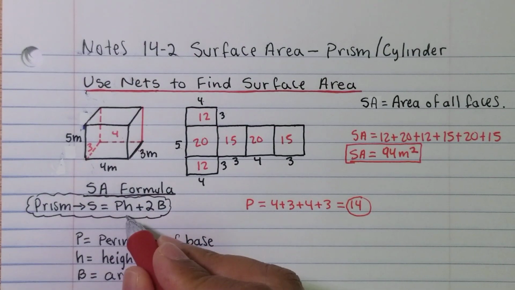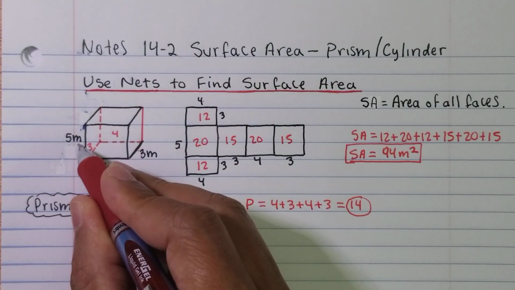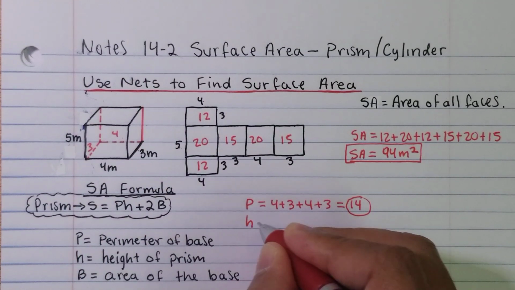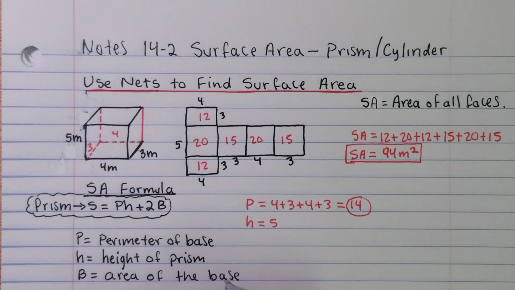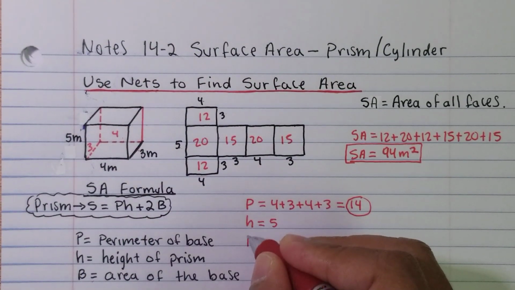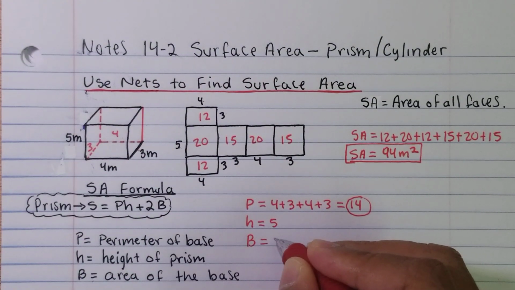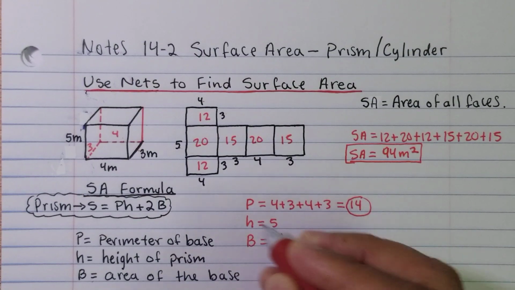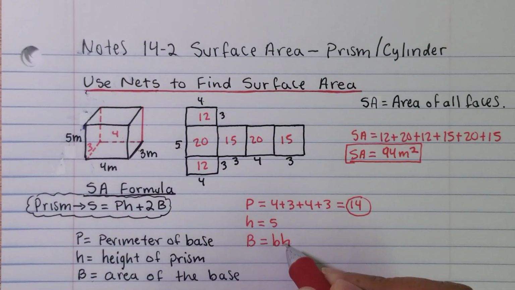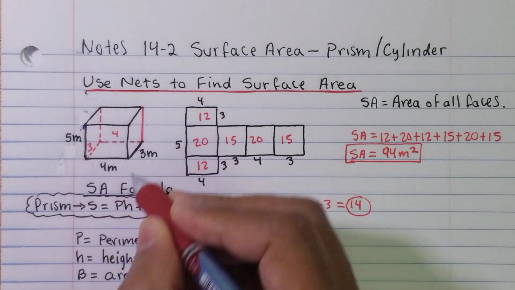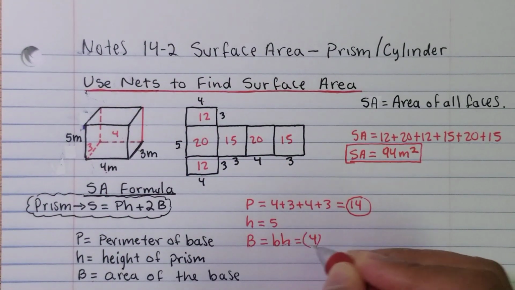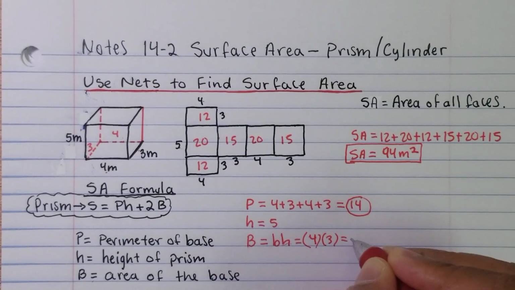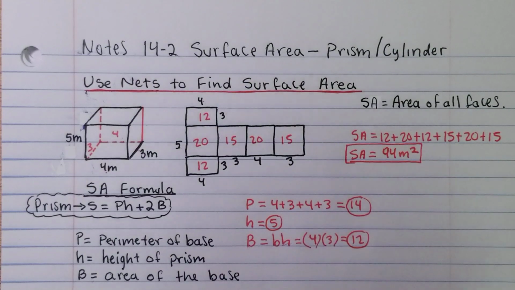And now we need to find, well, we don't have to find it, it's already there. This is the height, so we know the height is equal to 5. And then the B means the area of the base. To find the area of the base, since it's a rectangle, we multiply the base times the height of the base, but this is the base of the prism, so it's 4 times 3, which is 12. So now we have the area of the base, and we have the height.